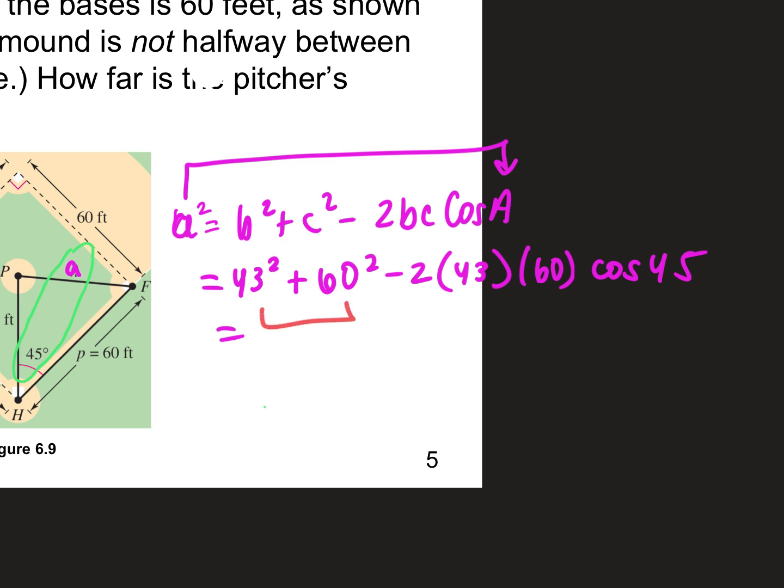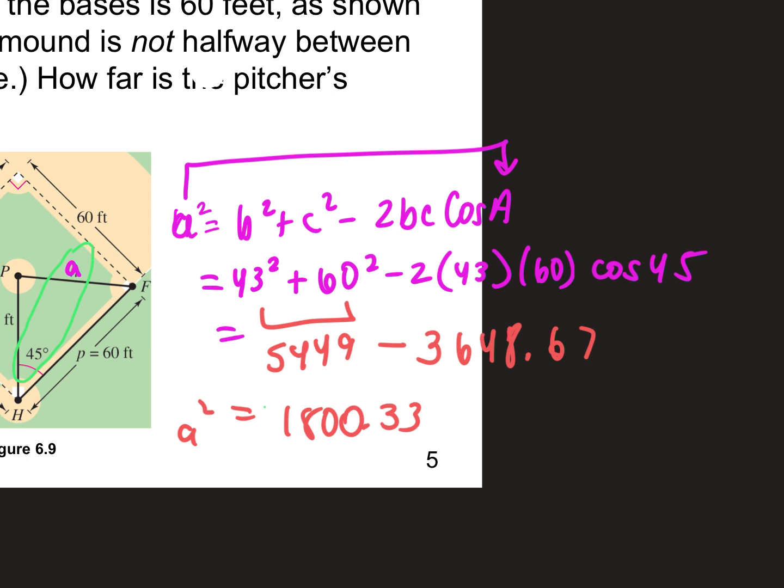43 squared plus 60 squared. So 43 squared plus 60 squared is, whoa, 5,449 minus, what's 2 times 43 times 60 times the cosine of 45? What does that give you? 3,648 point, let's say 67. Okay. So 5,449 minus 3,648.67. I got 1,800.33. That's your A squared, H squared, whatever squared.